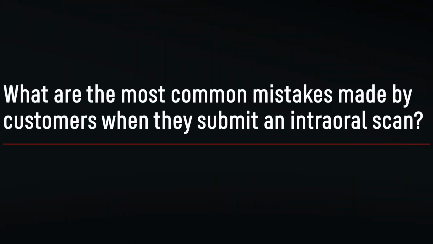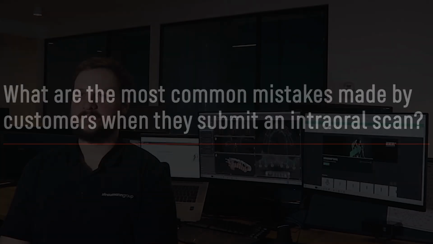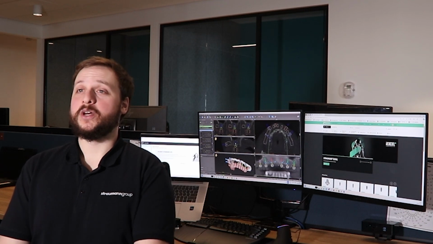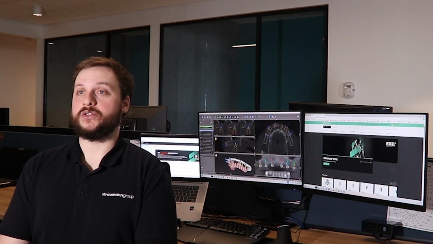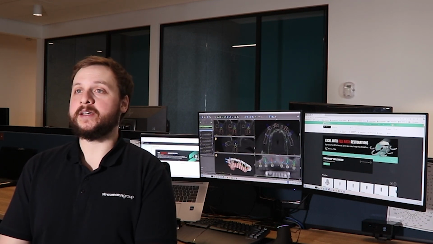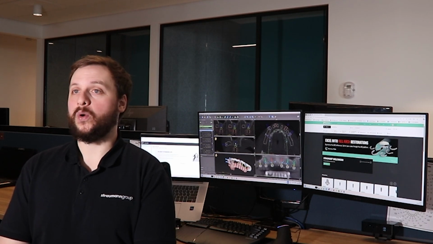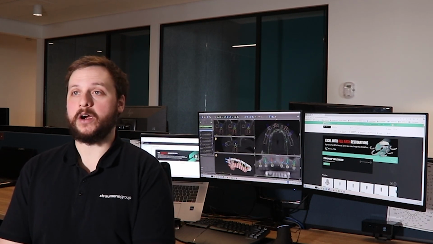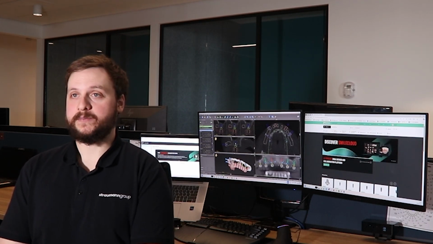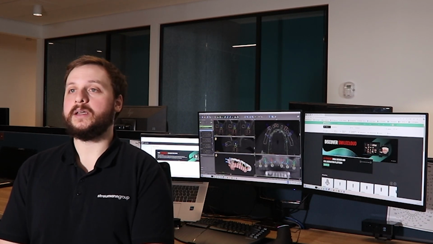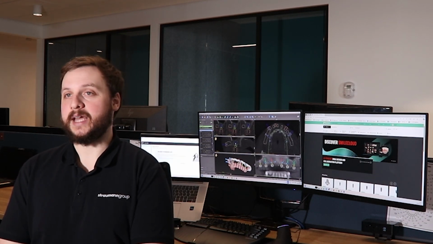What are the most common mistakes made by customers when they submit an intraoral scan? Some of the IO scans we receive show double surfaces or holes. If we receive incomplete or damaged data, we will have to request the patient to be rescanned. Please also provide us with a scan of the whole arch instead of a small region of the arch, even for a single unit case. It helps to adequately align the model and the CT scan.